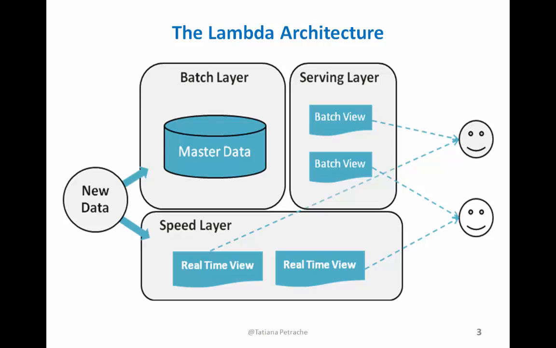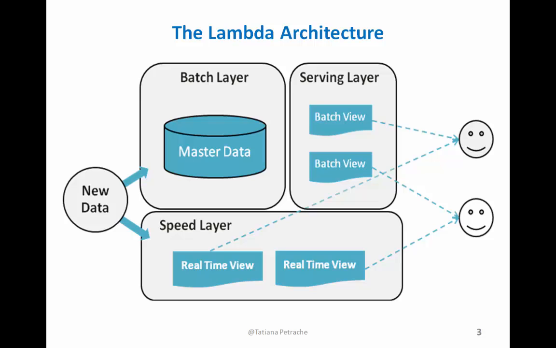As Nathan Marz stated in his book, the Lambda architecture solves the problem of computing arbitrary functions on arbitrary data in real time by decomposing the problem into three layers: the batch layer, the serving layer, and the speed layer.